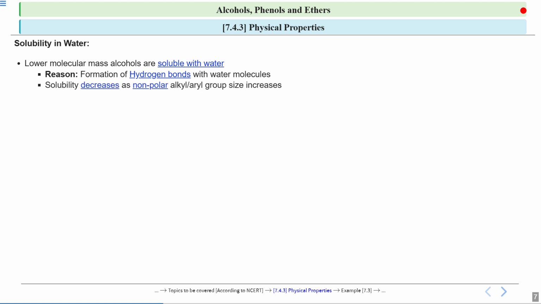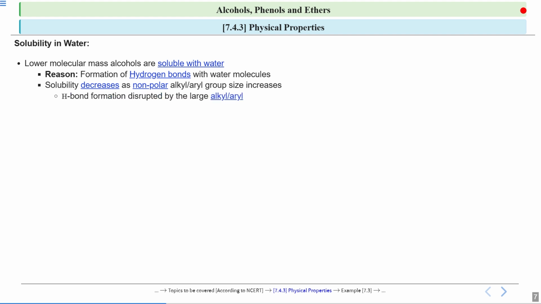One more factor is that solubility will decrease as the size of the non-polar alkyl or aryl group increases. When you move to higher molecular mass alcohols, which have more carbon atoms, you will see this alkyl or aryl group increase. Now this alkyl or aryl group is non-polar, because it doesn't have any carbon-oxygen bond. So if this group increases, then solubility will decrease. You have to remember this.